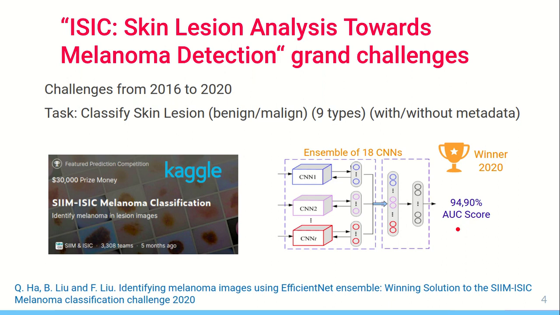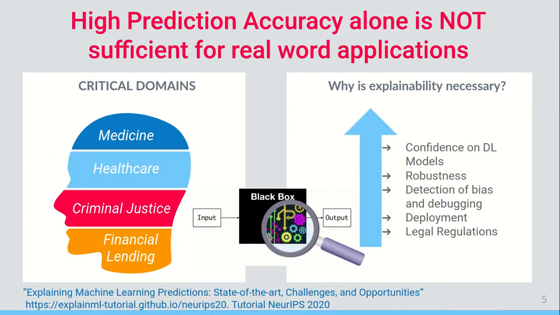However, an important step towards not putting people's lives at risk is to understand what these models are relying on to make these predictions. So, having a high prediction accuracy is not sufficient for real-world applications. Currently, we have critical domains such as medicine, healthcare, criminal justice, financial lending, that base their decision on the output of DNNs. But how to entrust humans' life to a black box system?